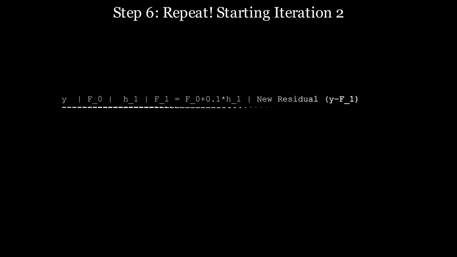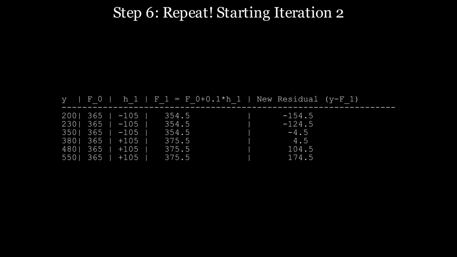We have now completed one full boosting round. The algorithm is iterative, so we repeat the process. We start again from step 2, calculating the new residuals. But this time, we calculate the residuals based on our improved model F1. Here's a table showing the original predictions F0, the new predictions F1, and the new, smaller residuals. Notice the new residuals are smaller in magnitude than the first set. Our model is getting better.